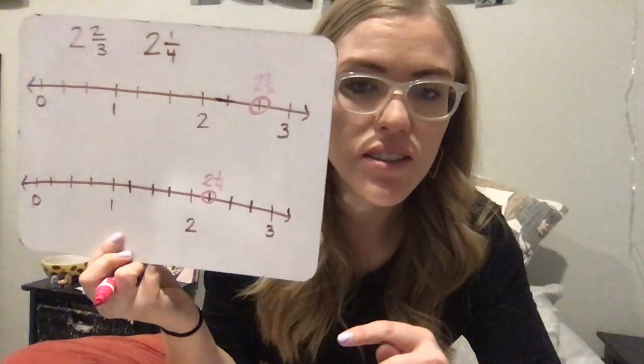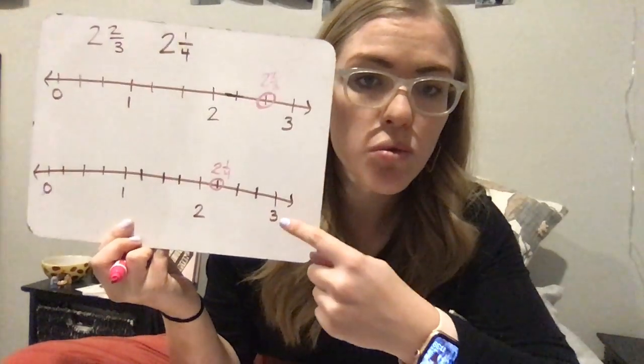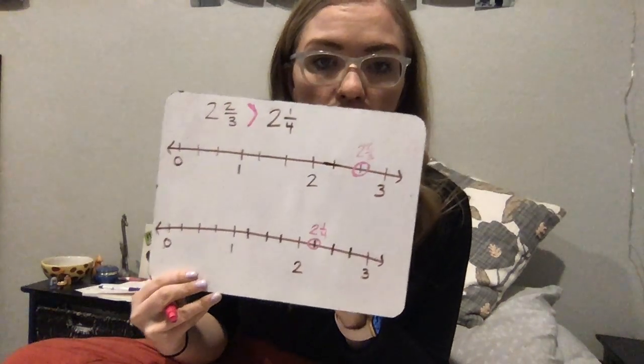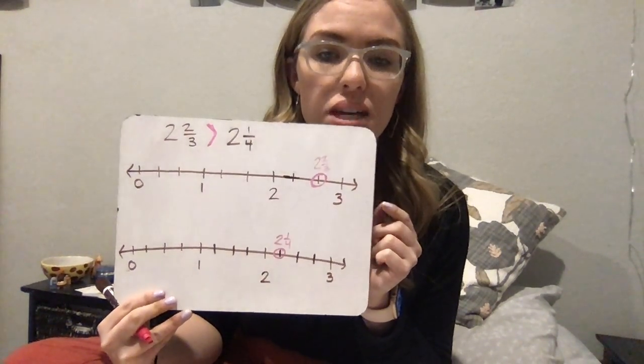And as you can see, 2 2/3 is greater than 2 1/4. So that would be my inequality. Remember, the alligator always eats the bigger number. The last method you can use is fraction bars. So if I'm comparing 1 2/3 and 1 1/3, here's my 1, and then beyond that, here's 1 2/3 versus 1 1/3.